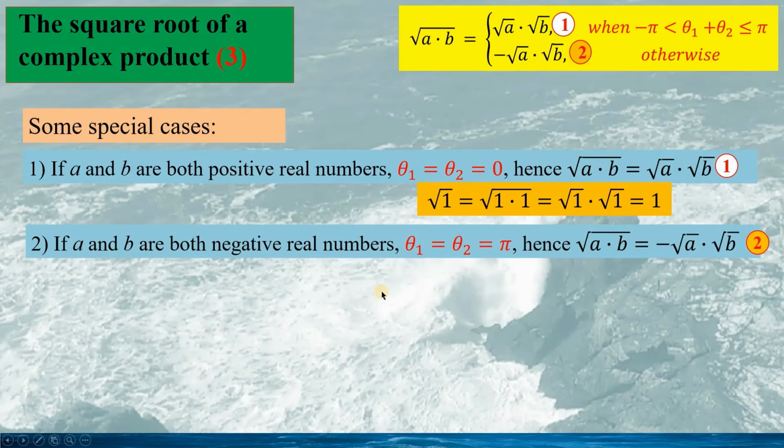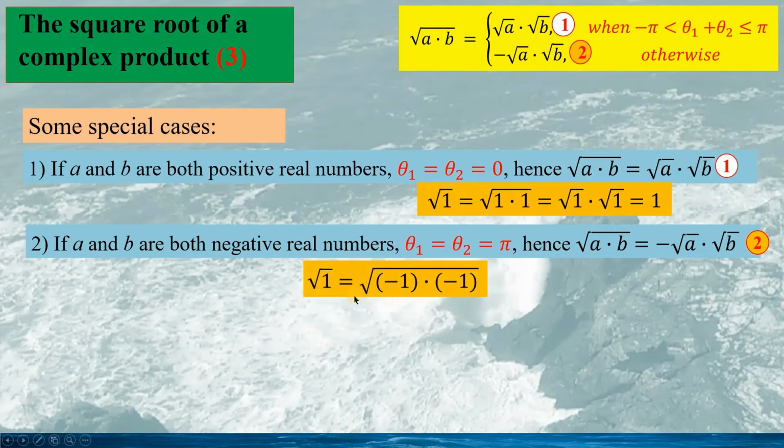The second scenario is if A and B are both negative real numbers, then theta 1 and theta 2 are both pi. So we can see theta 1 plus theta 2 would be 2 pi. It's not within the limit for the principal value. Therefore, the expression of the square root of A times B would be minus the square root of A times the square root of B. This is the second scenario.